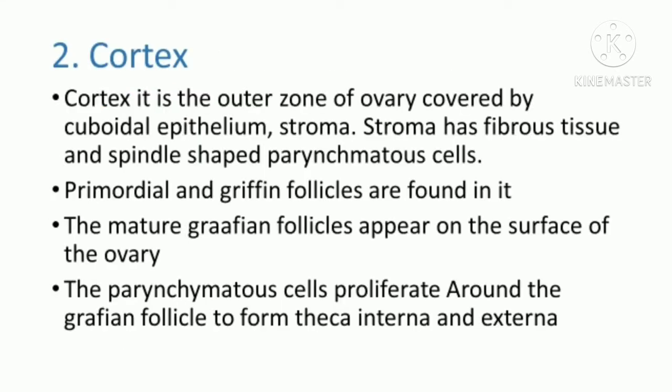Cortex is the outer zone of the ovary covered by cuboidal epithelium. Stroma has fibrous tissue and spindle-shaped parenchymal cells. Primordial and Graafian follicles are found in it. The mature Graafian follicles appear on the surface of the ovary. The parenchymatous cells proliferate around the Graafian follicle to form theca interna and externa.